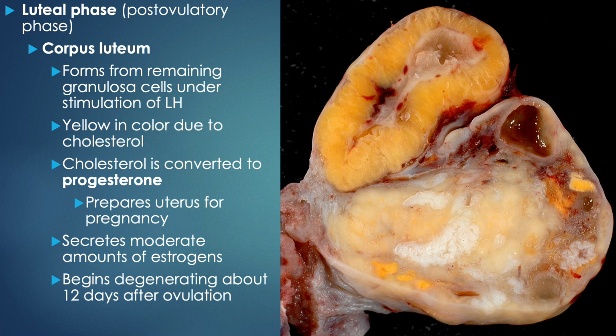The luteal stage, which is the post-ovulatory phase, is one in which the corpus luteum, which is the large yellow-orange structure that you see up top here, is forming from the remaining granulosa cells under stimulation from luteinizing hormone. The reason that's so yellow is due to the presence of cholesterol, and cholesterol, as we know, can convert into a number of different sex hormones. Specifically, it gets converted into progesterone. This is very important for preparing the uterus for pregnancy and maintaining a placenta throughout pregnancy. The corpus luteum is going to secrete a moderate amount of estrogen as well, and it will start to degenerate about 12 days after ovulation if fertilization doesn't occur.